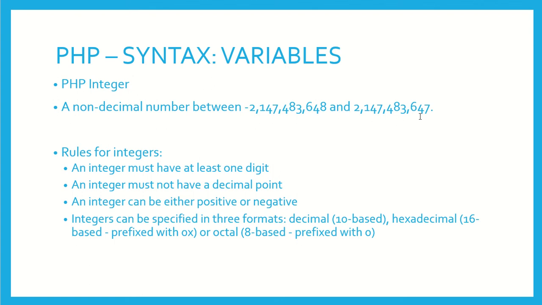And there are some rules for specifying an integer. Firstly, it should have at least one digit. Then it should not have any decimal point. You can have either negative or positive numbers based on the range that we have given here. Then they can be specified in three formats: decimal or base 10 integers, hexadecimal integers, or octal integers.